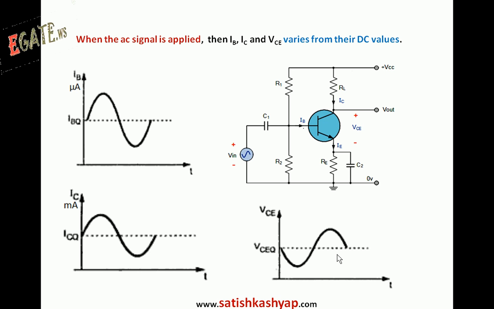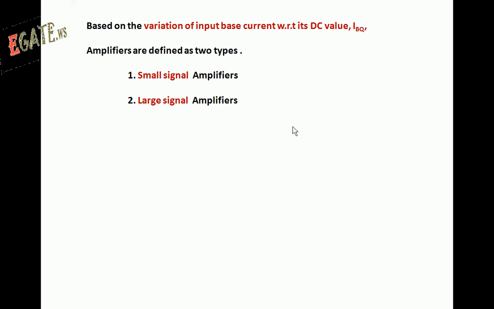Now whether the amplifier is small signal or large signal is defined based on the variation of base current with respect to its DC value. How much the base current varies from its DC value determines whether it is a small signal or a large signal. So based on the variation of input base current with respect to its DC value, there will be two cases, small signal and large signal.